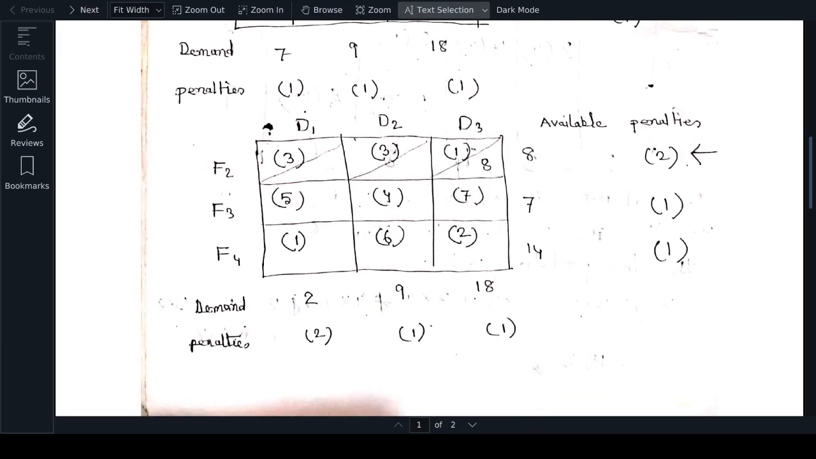If maximum penalty is not unique, okay, maximum penalty is a tie, then you choose any one, either row wise or column wise. Okay, so here first one we operate row wise, so here we consider row wise. If you consider column wise, then also you can take column wise, no problem. Okay, sir, thank you.